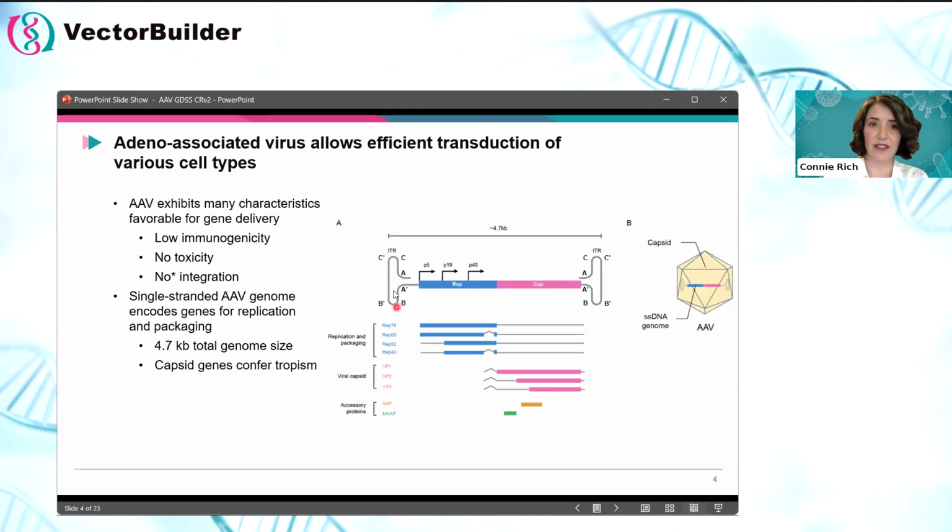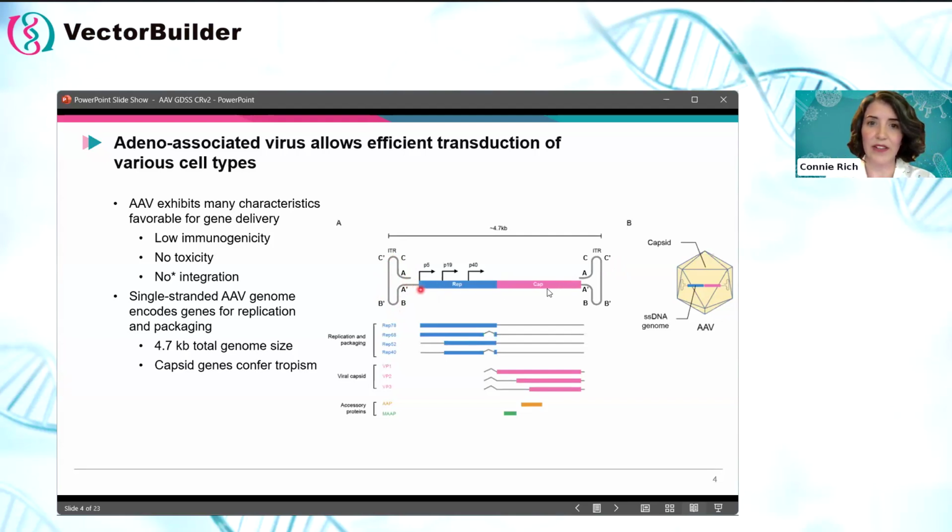They form this characteristic T shape thanks to palindromic sequences that form these B arms and C arms on either end, and then this A segment kind of in between. We're going to talk a lot more about those ITRs later because they play a really important role, especially when we're talking about using AAV for research or clinical applications.